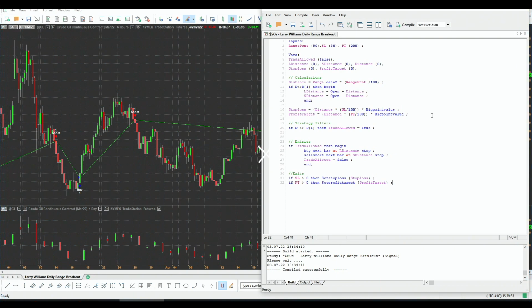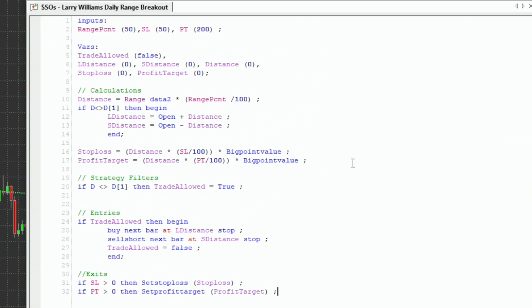So we will stick with the crude oil, and now I added an exit. So the exit basically is a stop loss and profit target. And I also put them as variables so we can optimize them. So everything is the same. We just have now a stop loss and profit target, and it's defined here.